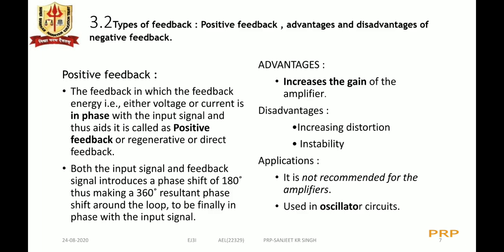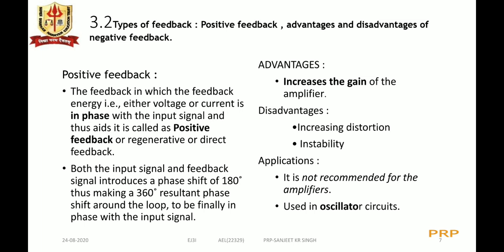Now, types of feedback amplifiers: we have the positive feedback amplifiers and the negative feedback amplifiers. First we will see the positive feedback amplifiers. What is positive feedback? It is the feedback in which the feedback signal, either voltage or current, is in phase with the input signal and thus aids the input. It is also called regenerative or direct feedback.